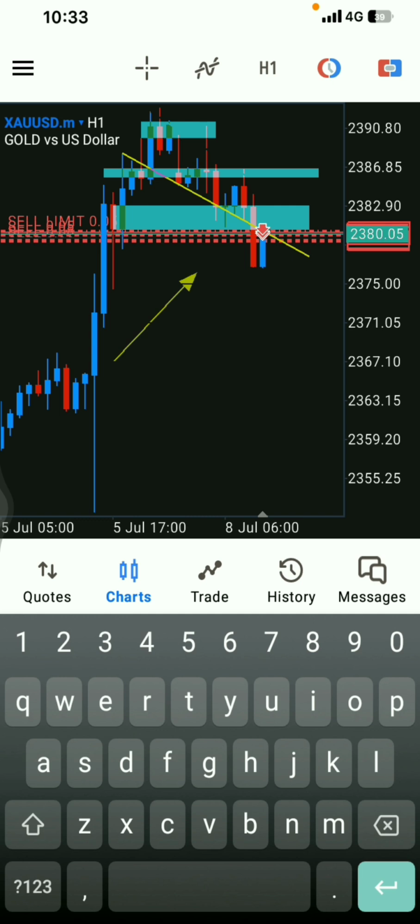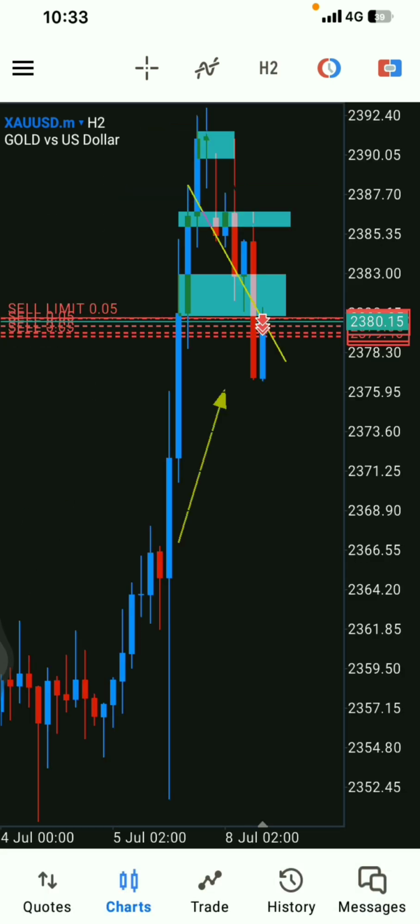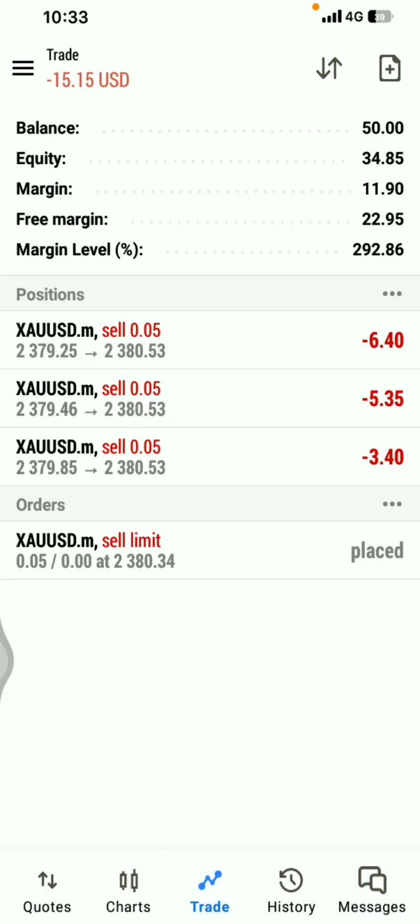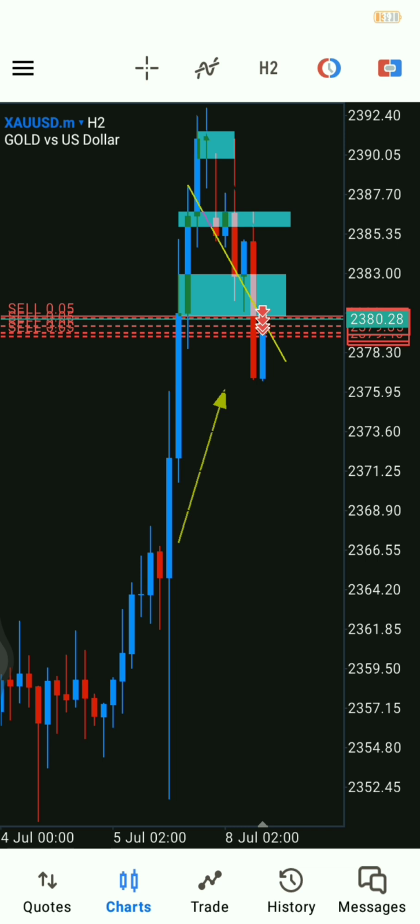Guys, make sure when you're trading you use risk management. Do not follow what I'm doing here, because you're going to blow your account if you do not do some risk management. You need good risk management to make money from this.